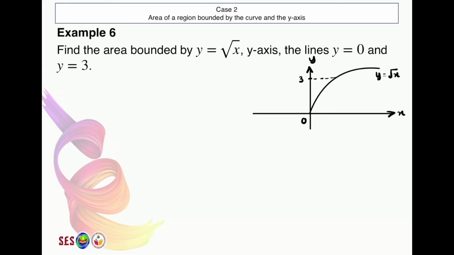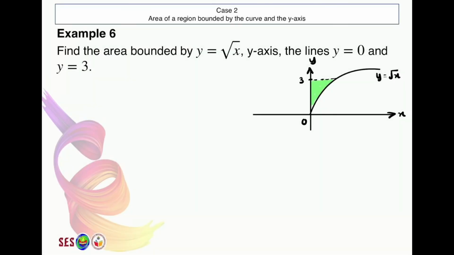Now we are required to find the area bounded by the curve and also the y-axis. So we have the curve here, and the y-axis. So where is the area? The area is the one in between them. So this area is the one that we are going to find.